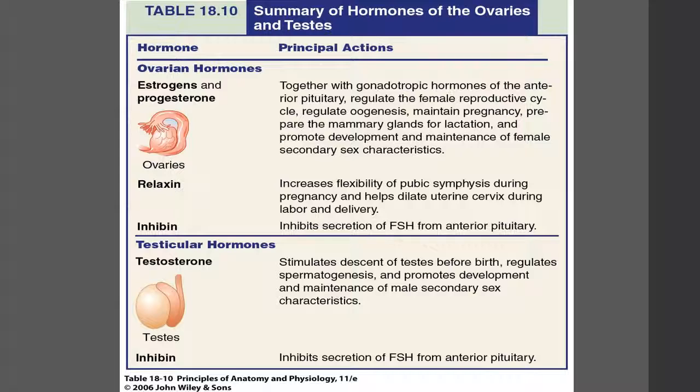Table showing summary: estrogens and progesterone, what they do; relaxin, what it does; inhibin, which obviously inhibits the secretion of FSH. Testicular hormones are going to be testosterone and inhibin as well.